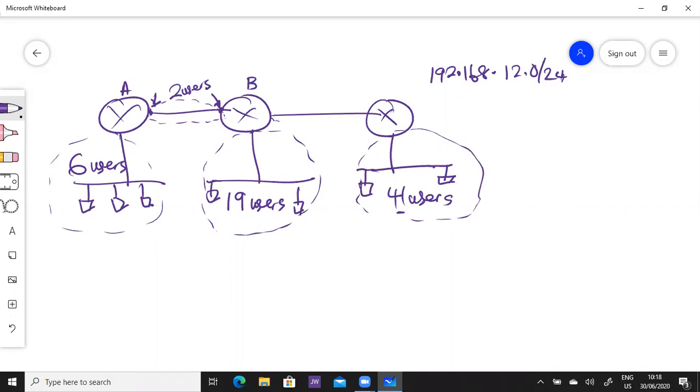Same applies to this point-to-point network from router B to router C. We need just 2 IP addresses, one for this interface of the router and another for this interface of the router. So 2 users. How do we plan for this network? We are going to use the variable length subnet mask rule.